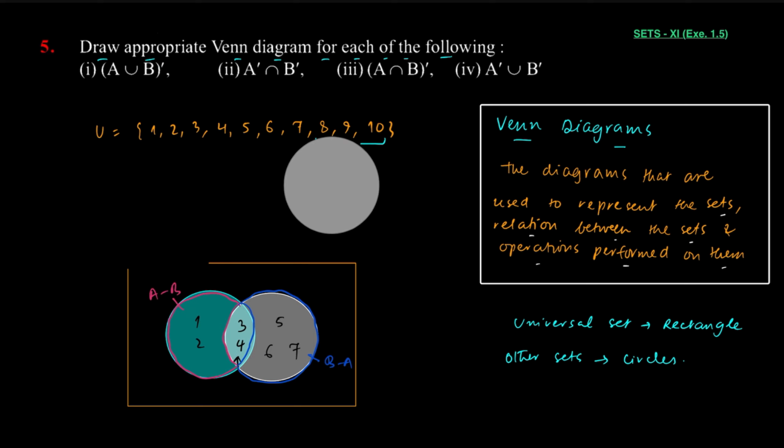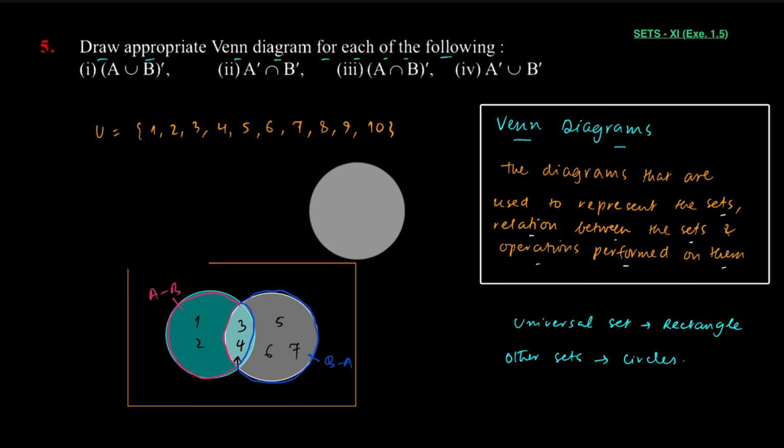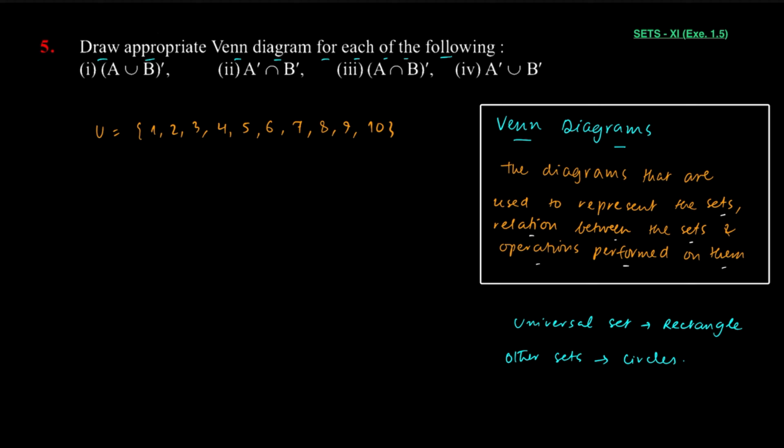Now let's go for another example. Suppose here again we are given the same universal set and we are having set A with elements as 1, 2 and 3. Then what will be A complement? We know it will be universal set excluding the elements of A. So here the elements will be 4, 5, 6, 7, 8, 9 and 10.